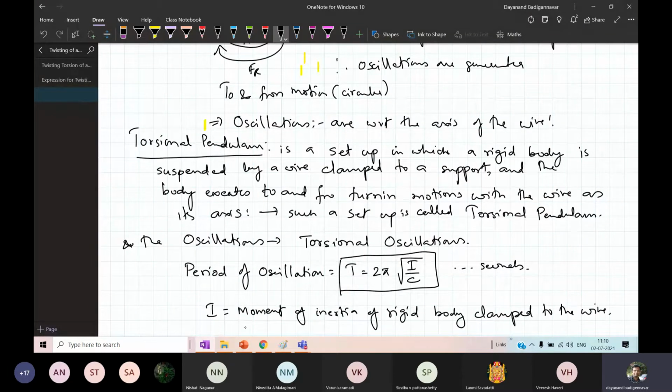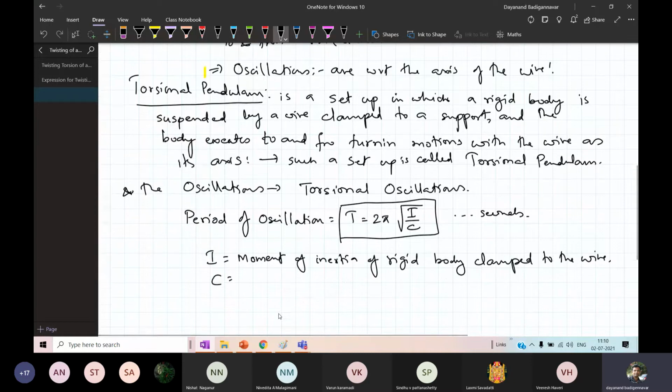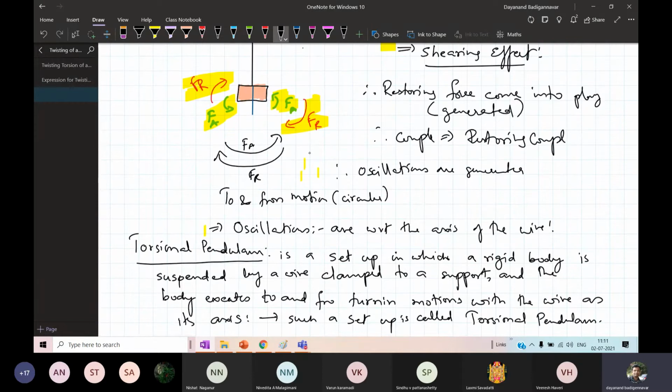Okay, and C, you already used the C earlier. What does C stand for? C stands for the couple per unit twist. Okay, so if you know this, you can calculate the time period. Now look here, I have used a regular body.